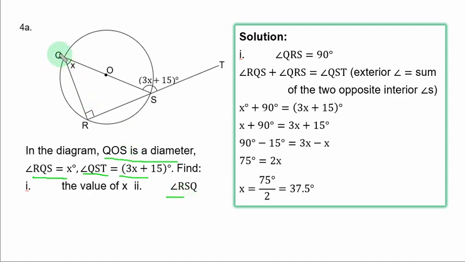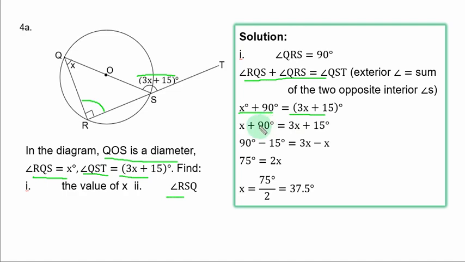Solution. Because QOS is a diameter, angle QROS is 90 degrees, angle in a semicircle. If we consider triangle QROS, you have an exterior angle and you have interior angles. So you have it that angle ROQS plus angle QRS equals angle QST, the exterior angle, which is equal to the sum of the two opposite interior angles. So you have s degrees plus 90 degrees equal to 3s plus 15 degrees.